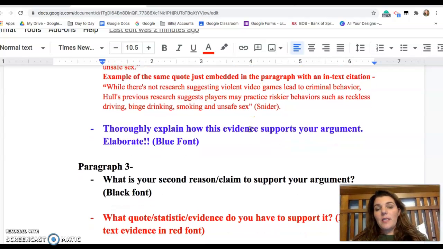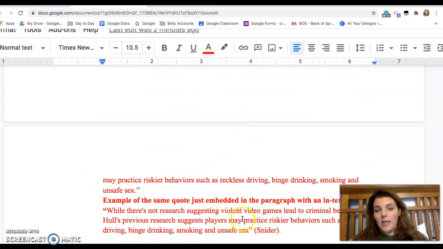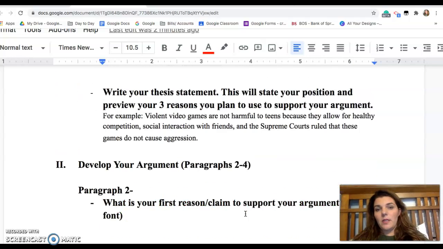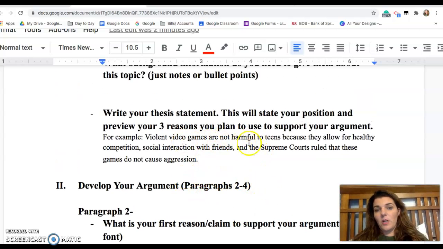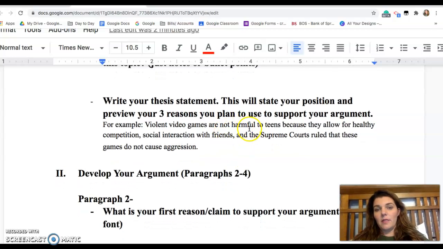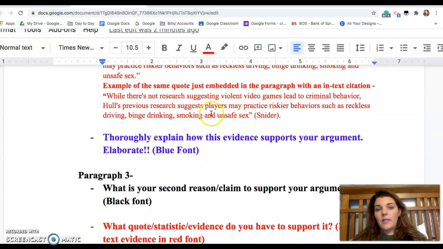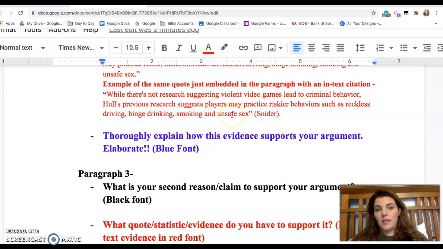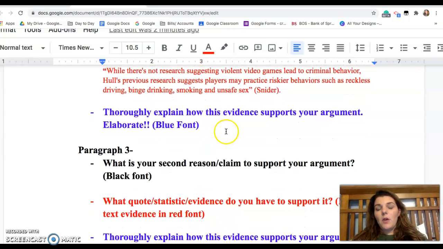So these are just ideas. These are examples. Obviously, this text evidence does not go with this example thesis statement, because this one's arguing against that, that it's okay, that it's not harmful, and this one's arguing that it is harmful. I'm just giving you some examples of if this were your piece of text evidence, and how you would elaborate on that piece of text evidence.